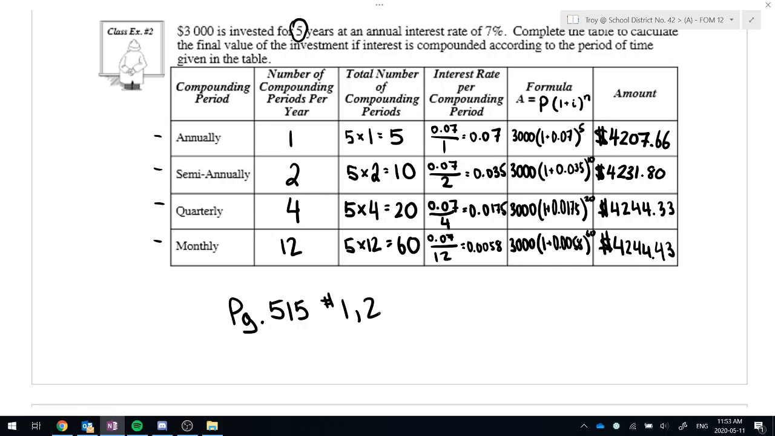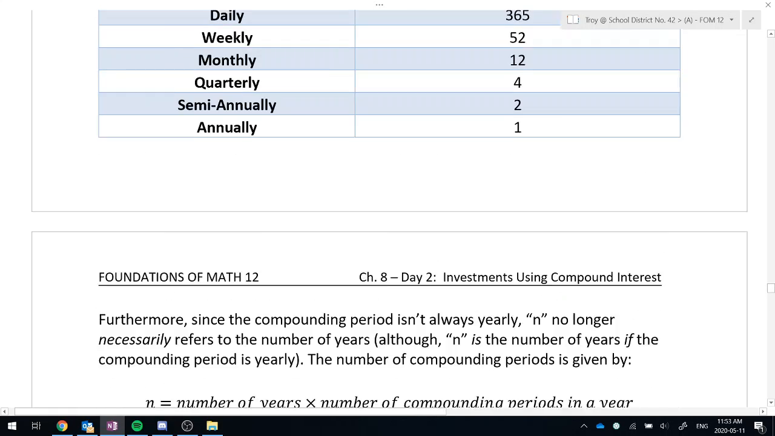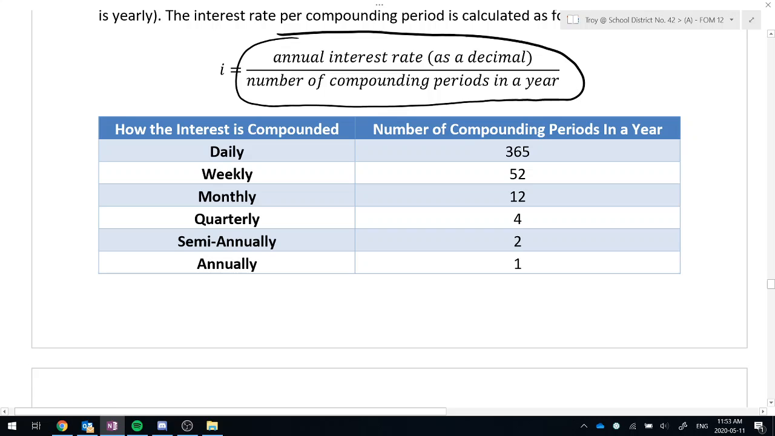Okay? So go ahead, get started on that. Like I said, you might want to have this in front of you for the first few questions. So if you want, you can pause the video and use this as sort of your cheat sheet for the first two questions.